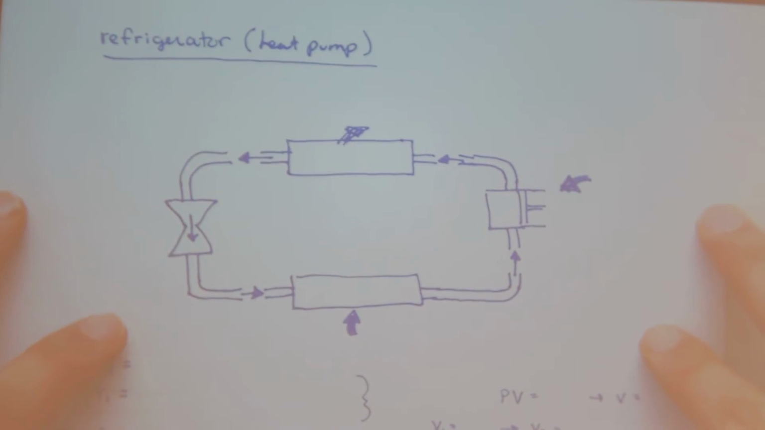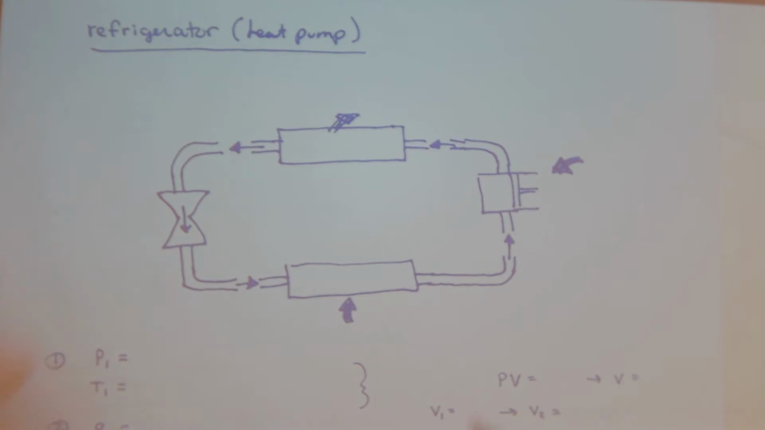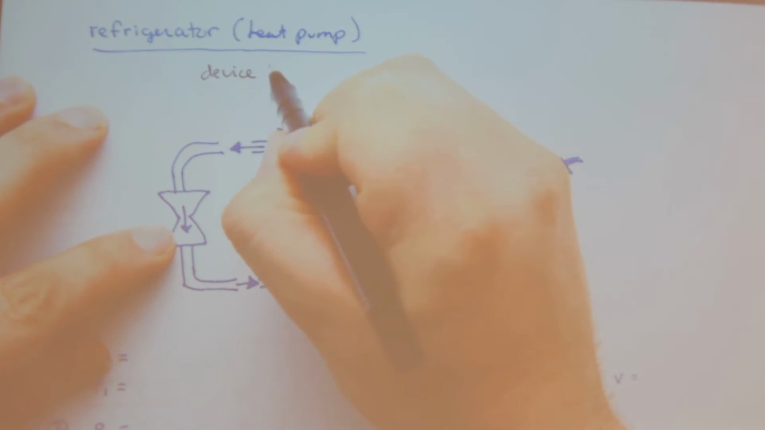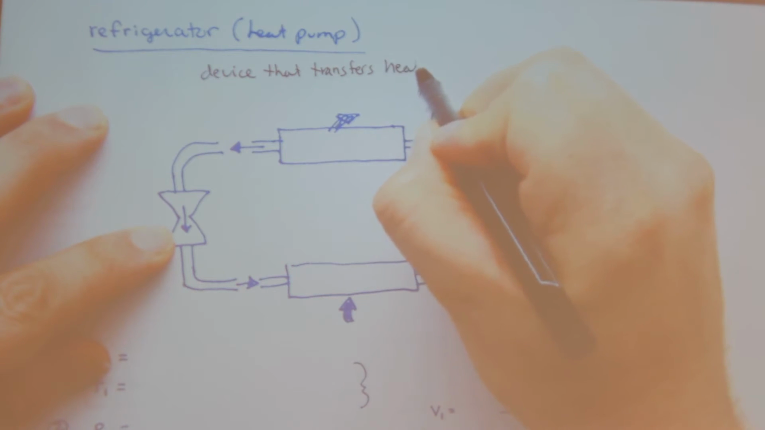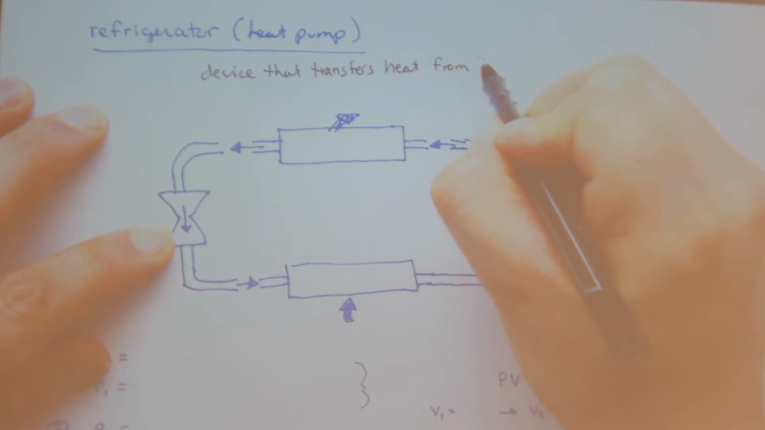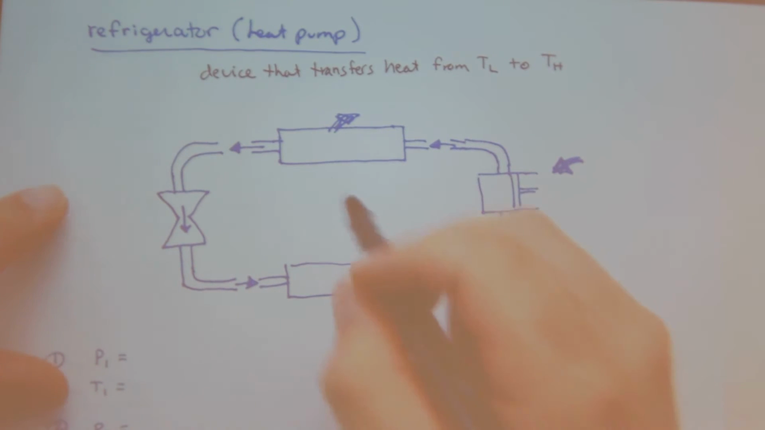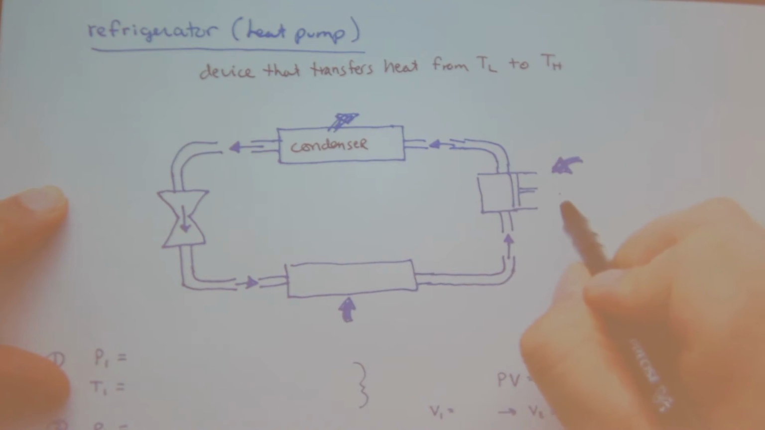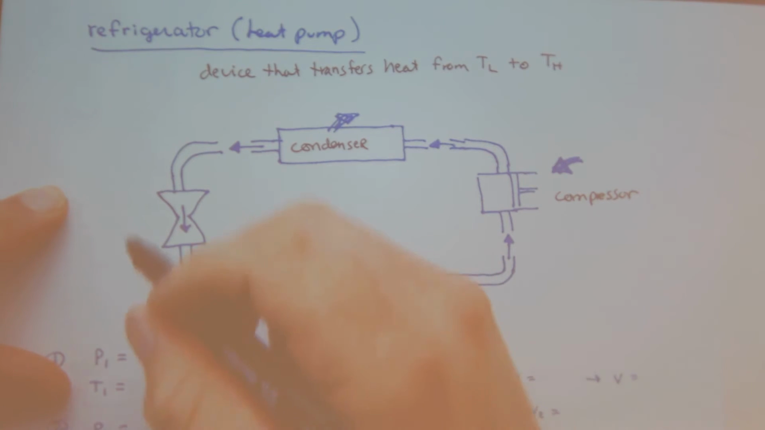So let's go back to the refrigerator pump. A refrigerator is a device that transfers heat from TL to TH. Okay? So now I have my condenser up here. I have my compressor. I have an evaporator. And I have some expansion valve.